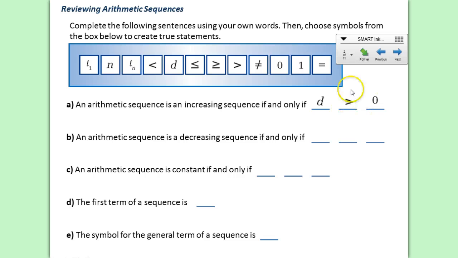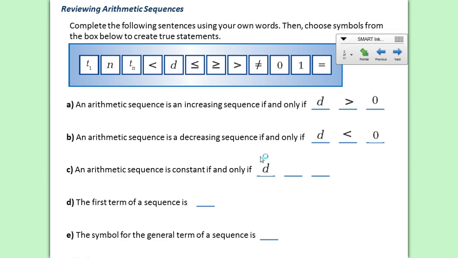Why? Because as we talked about last day, we had Katie who said you have to be adding a positive if you're going up. And we had Kirby who talked about going to the right, so d must be greater than 0 if you're going to the right. We also had Tina who talked about adding a negative if we were going left, but we're going right, so it has to be d greater than 0. If you're decreasing, that means d would have to be less than 0.